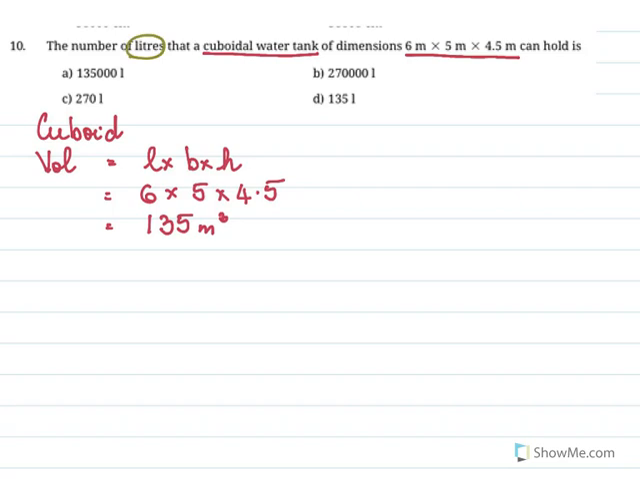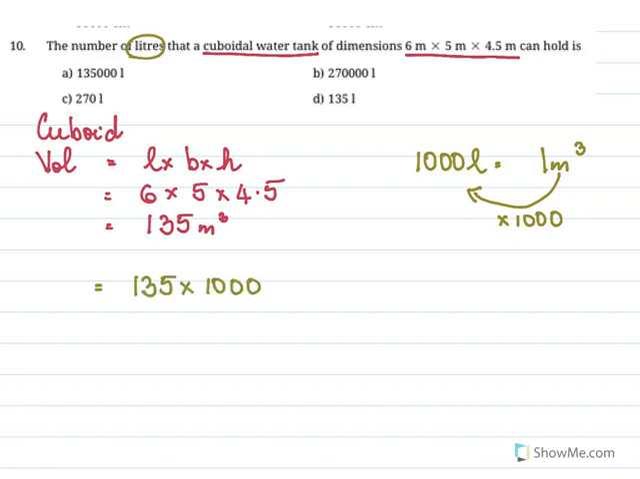Now, how to convert meter cube into liters? We must remember 1000 liters equal to 1 meter cube. So if I want to convert meter cube into liters, I need to multiply by 1000. I get a larger number. So this will be 135 into 1000 liters, 135,000 liters. So option A is the right option.